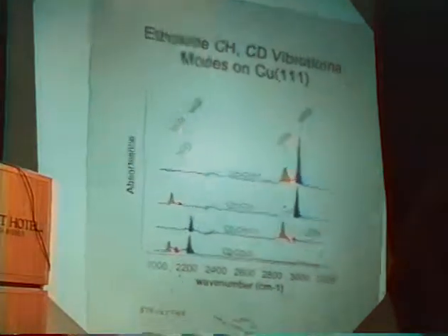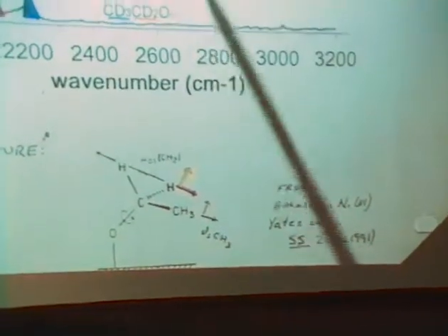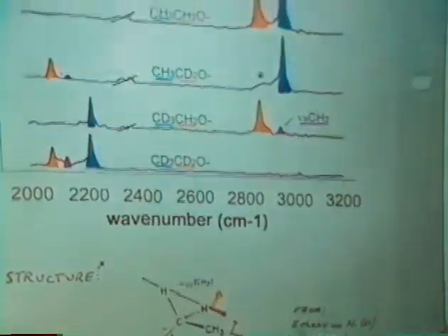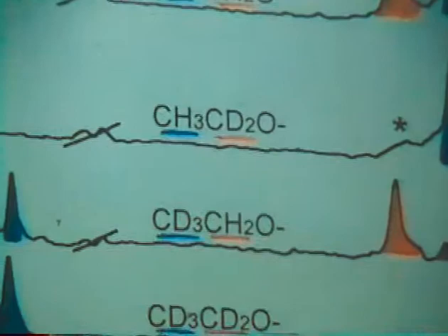In order to get a real idea of the orientation, though, we've used a range of deuterated ethanols to form deuterated ethoxides. Showing here the region between 2,000 and 3,200 wave numbers, which contains at its high frequency end the CH stretches and at its low frequency end the CD stretches. The top spectrum is the spectrum you saw at the bottom of the previous overhead, where we've identified the asymmetric methyl group stretch and the symmetric methylene group stretch.